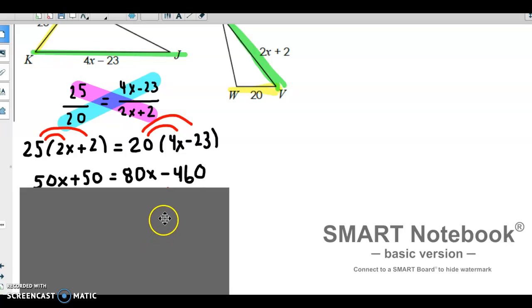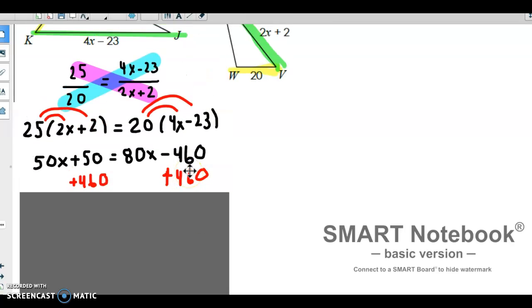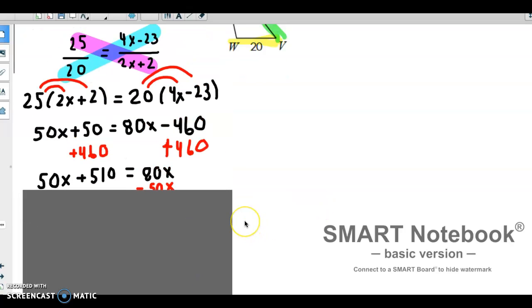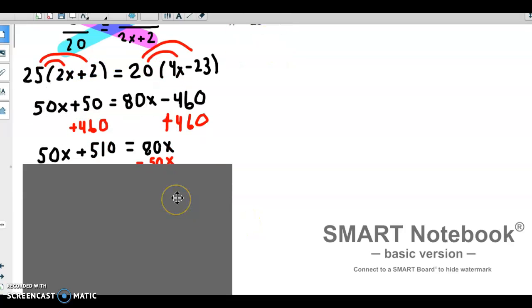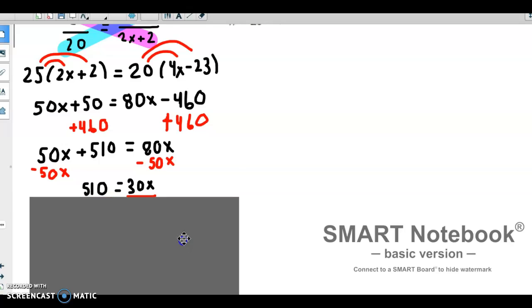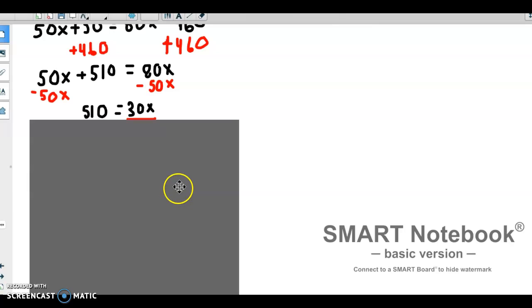And now we're going to solve for x. The easiest way to do this is to avoid working with negatives. So we're going to take this minus 460 and add that to both sides. Remember, addition and subtraction are inverses. So adding 460 to both sides, when we do that, we get 50x plus 510 equals 80x. We want x on one side by itself, so we're going to subtract 50x from both sides. To get that, 510 is equal to 30x.